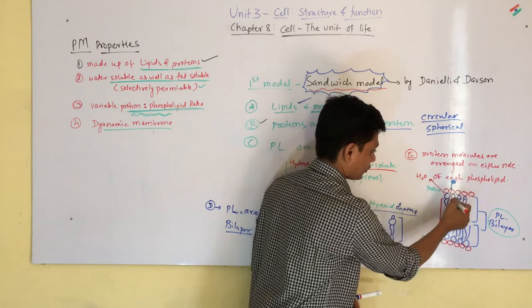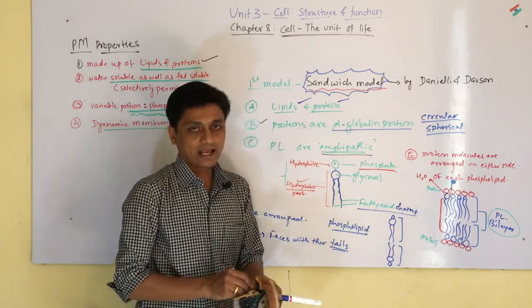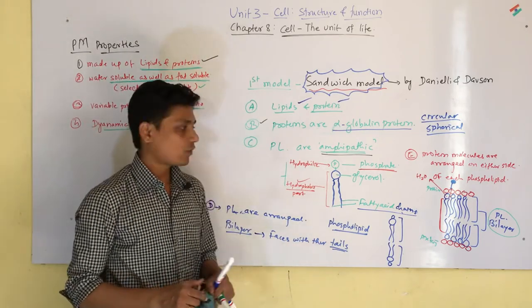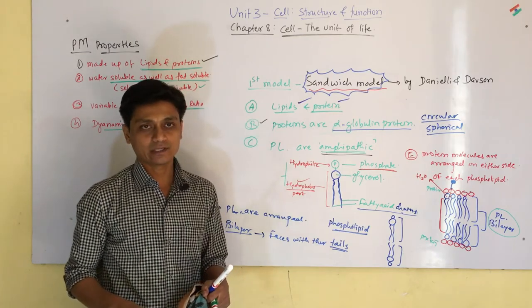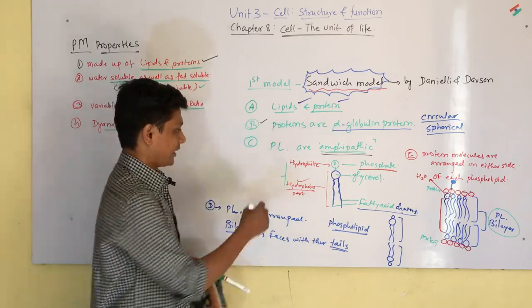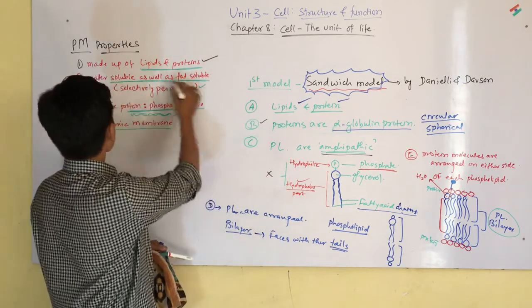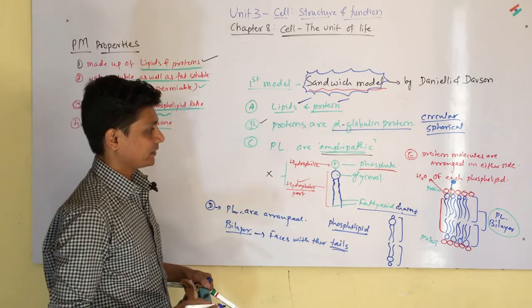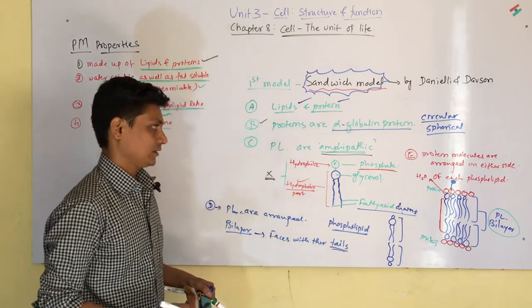This means the water molecule is not allowed to go inside the cell, and we know that for the survival of the cell, water is a very important thing. So this point is not meeting the water soluble nature of the plasma membrane. This is the first point which does not meet the properties.